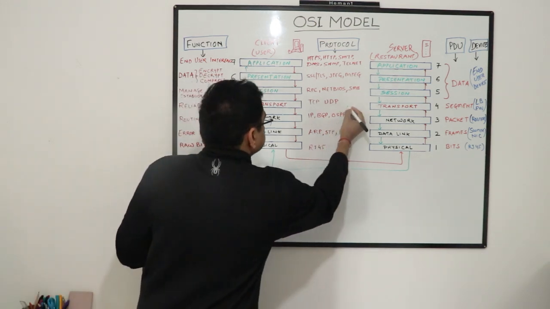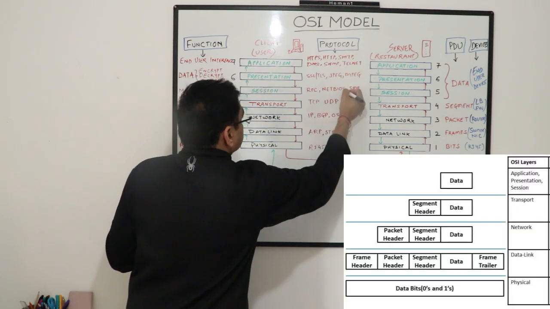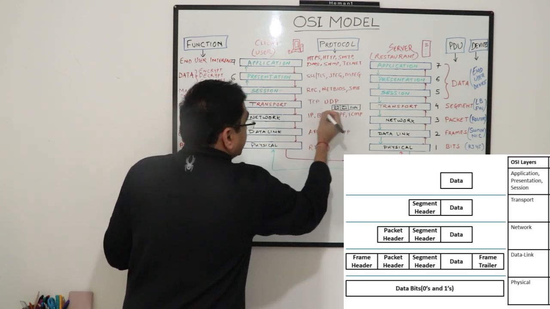So in this layer, apart from the data which comes from the above 3 layers, there are 2 things which get added. One is the source port, another is the destination port. So these are the 2 headers which get added.